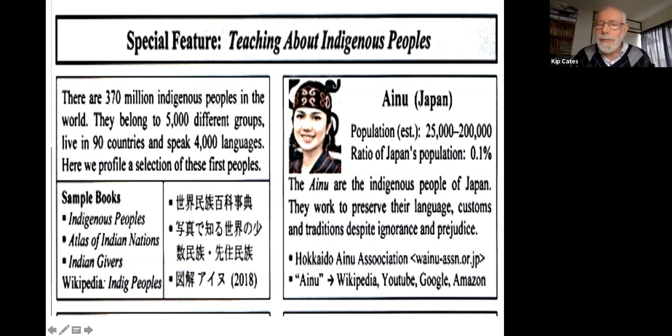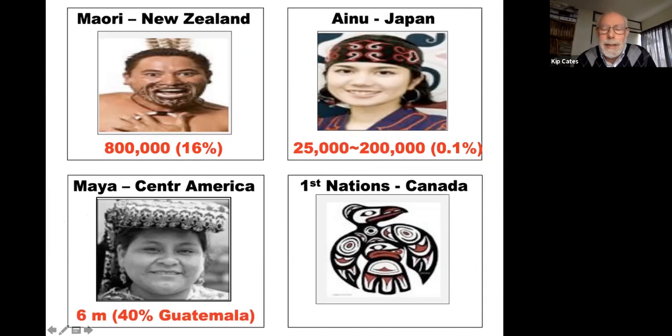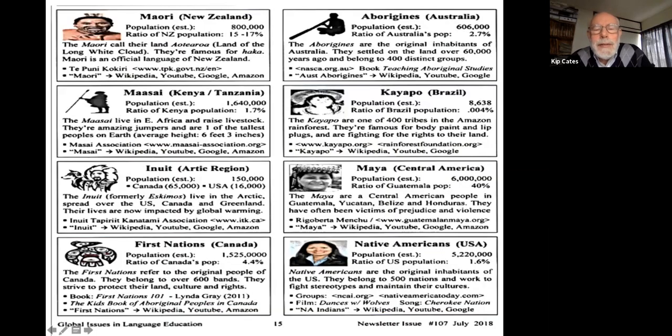Indigenous peoples, we have the Ainu here in Japan. I give students maybe a brief overview of the Ainu, maybe some data, right? Maori, New Zealand, how many are there? Maya, how many? What percent of different countries' populations? You can give students some examples to get them going and maybe have them take up one particular group.